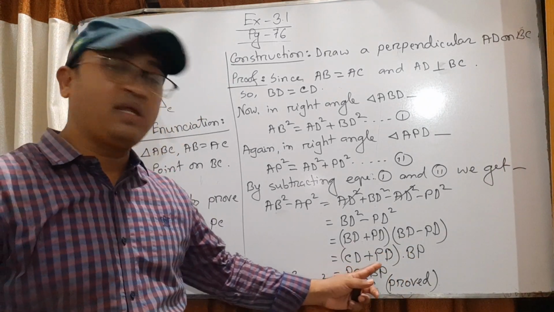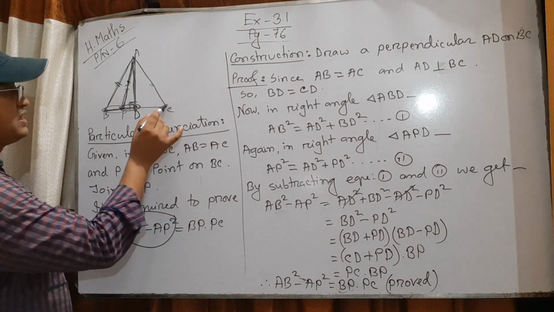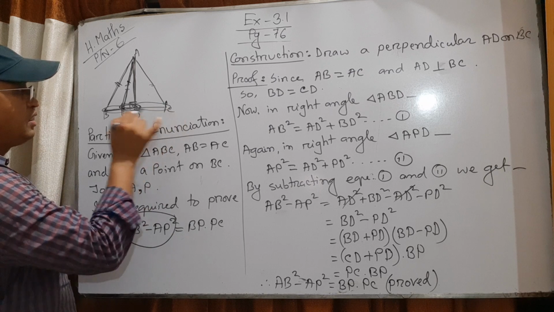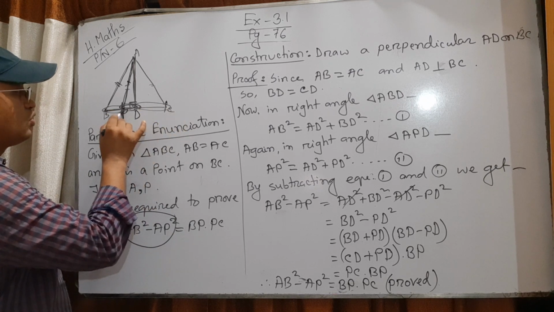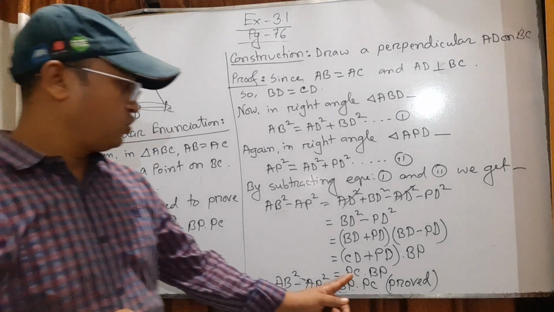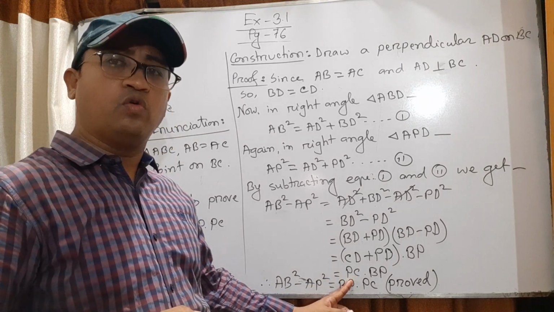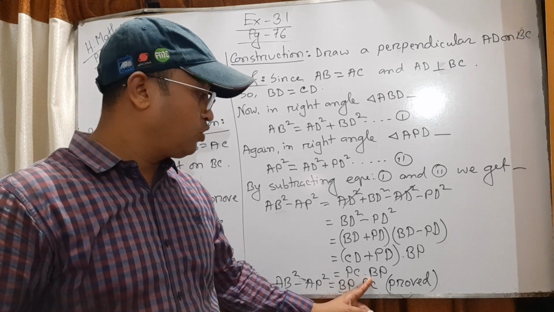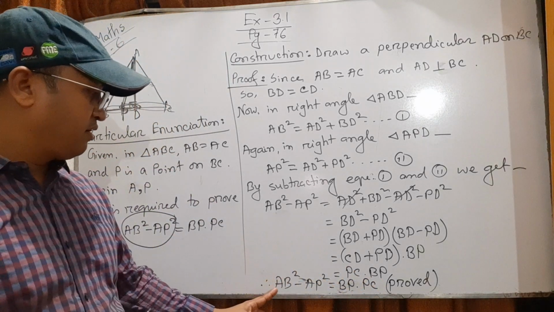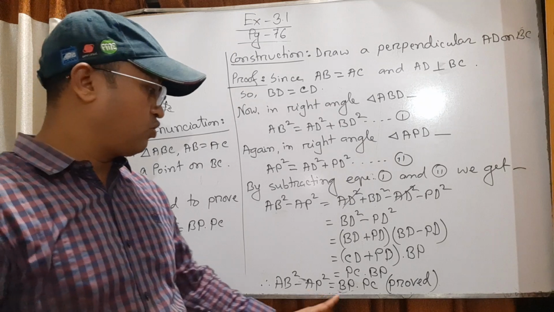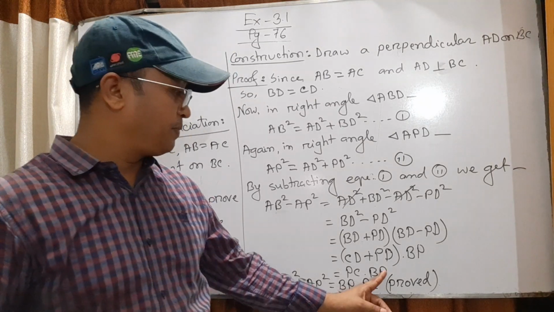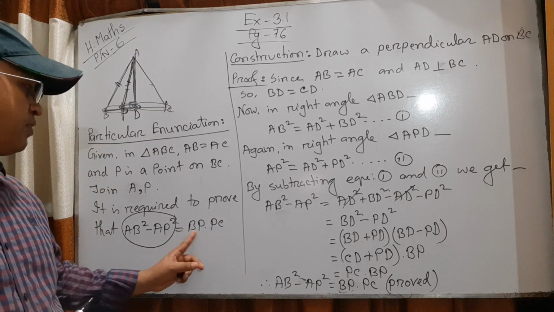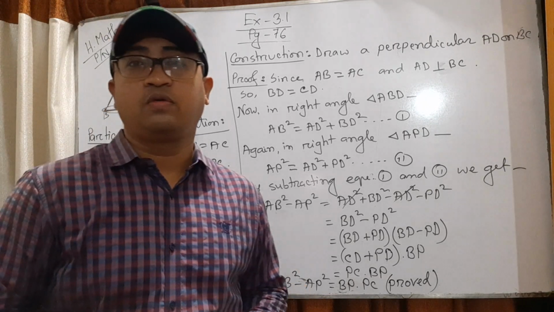Now come to CD plus PD. CD, this portion, plus PD, this portion. So what will it be? It will be CP. So CP means PC. You can write any one, CP or PC. We write over there PC. So we can write AB square minus AP square equal to BP into PC. BP I write first and PC later, because we will prove BP into PC. So this is our required proof.